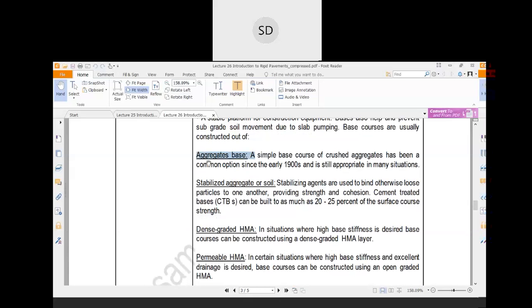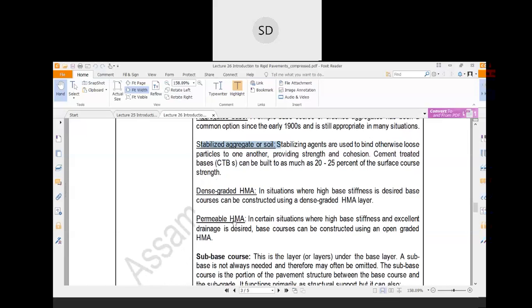Now another type of base course can be used, a stabilized aggregate or soil. Stabilizing agents are used to bind otherwise loose particles to one another, providing strength and cohesion. Cement treated bases can be built to as much as 20 to 25% of the surface course strength. So in that case, what happens? You will need some aggregates, and along with that aggregate you will mix some stabilizing material like cement or lime, etc., and above this you will build your surface course.